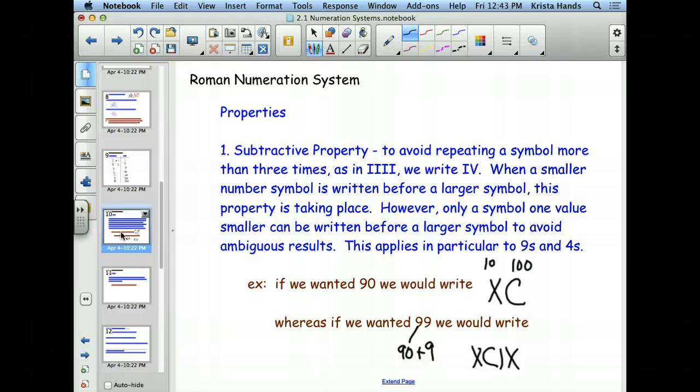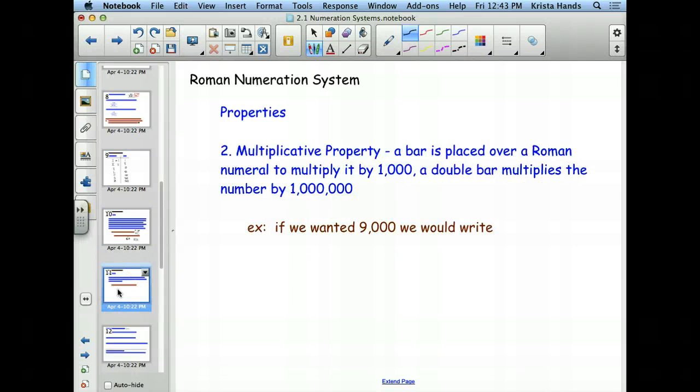Okay, this is a subtractive feature. They've also got a multiplicative feature. And this is what allows us to get numbers bigger than 1,000. Okay? So if you want a number bigger than 1,000, you actually take a bar and you write it on top of that number, and it means that that number is multiplied by 1,000. And if you put 2 bars on something, it means it's multiplied by 1,000,000. Okay? So if you want the number 9,000, this is actually 9 times 1,000.